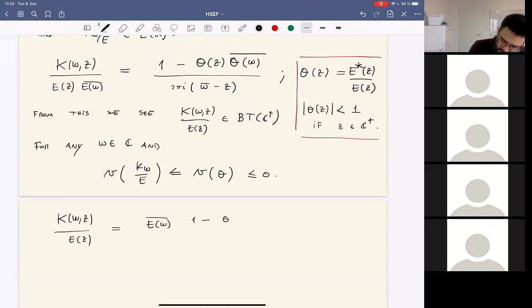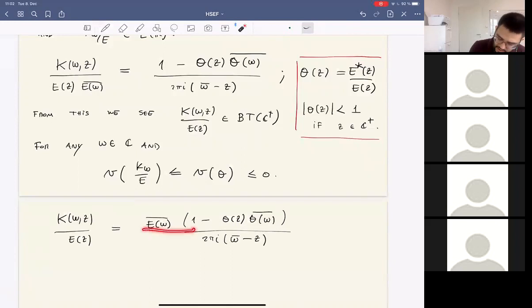So this thing will now be well defined, because if W is a zero of E, and you just multiply these terms, you have a zero here, but when you multiply with this guy, you have a cancellation and something will survive, and it will be something times theta of Z, okay?